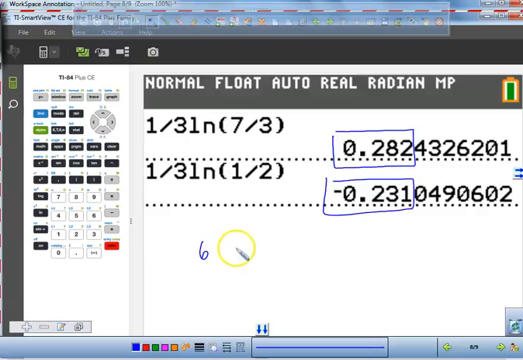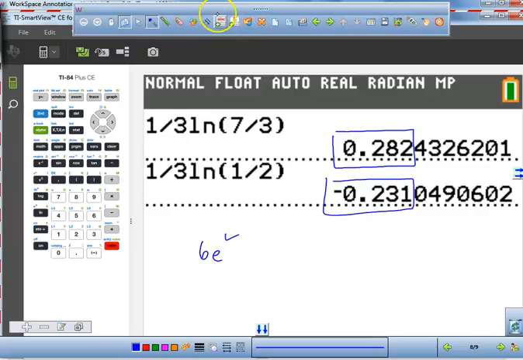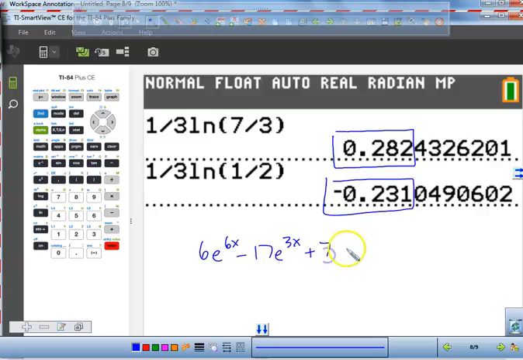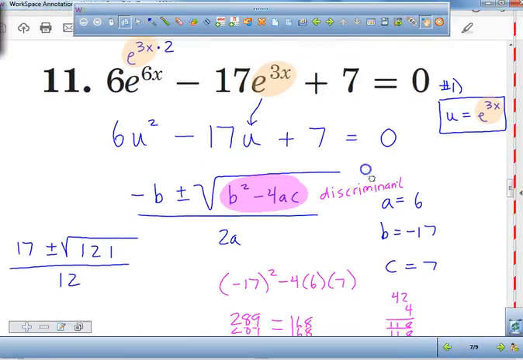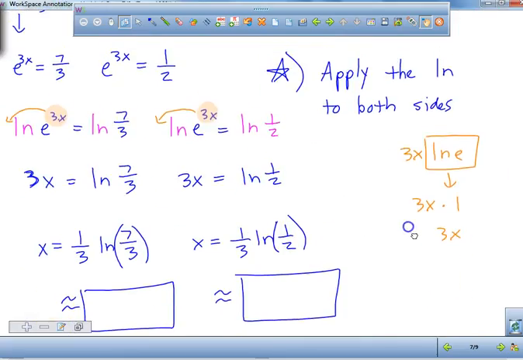Now, our original equation was 6e raised to the power of 6x minus 17e to the power of 3x plus 7. And I'm telling you, if you take this and plug it in for x right here, and if you take this guy and plug it in for x, they will both equal 0. So you have two answers that work. That's why we're writing down two answers. I'll go back right here, very bottom. There's the final steps.